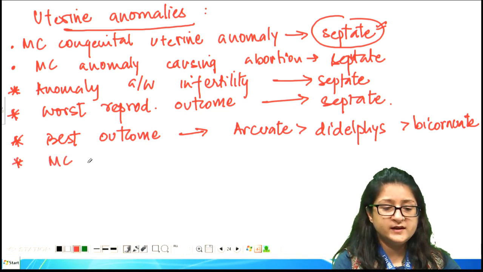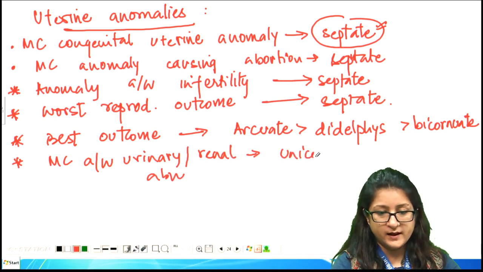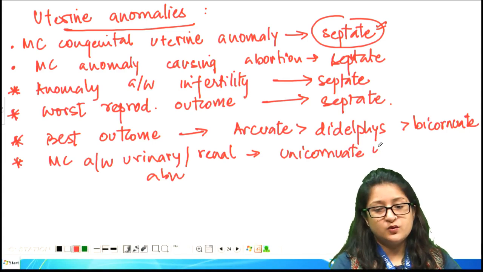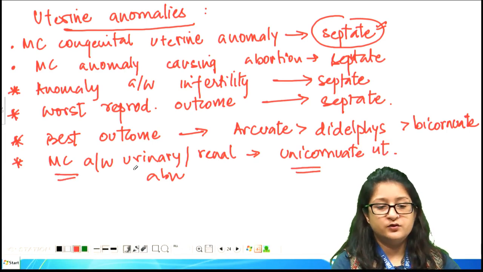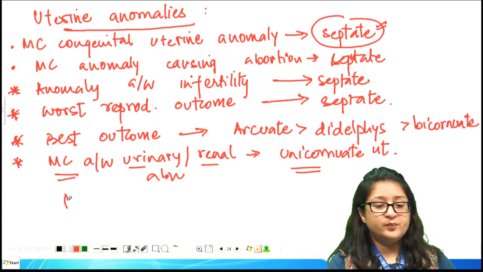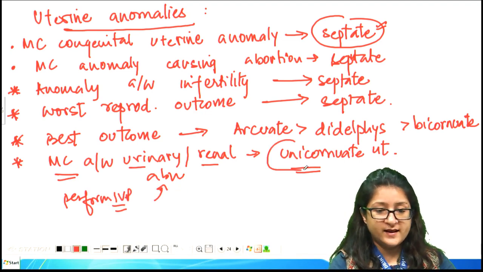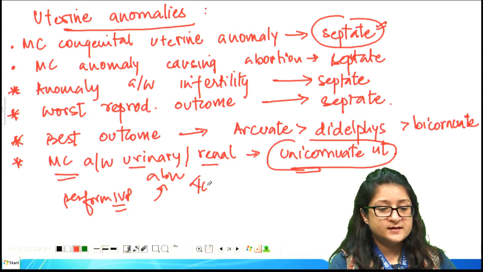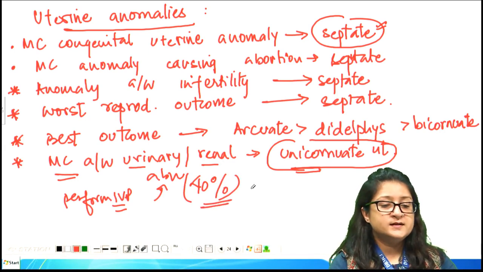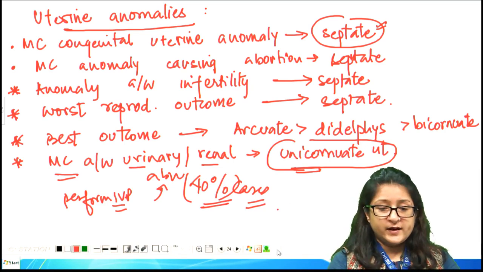The anomaly most commonly associated with urinary or renal abnormalities is the unicornuate uterus. Okay, unicornuate uterus is most commonly associated with the urinary anomaly. So that is why it is very important that whenever there is a unicornuate uterus, we perform an IVP to rule out these urinary abnormalities. Whenever there is a unicornuate uterus, it is associated with renal abnormalities in about 40% of the cases. So this is important.